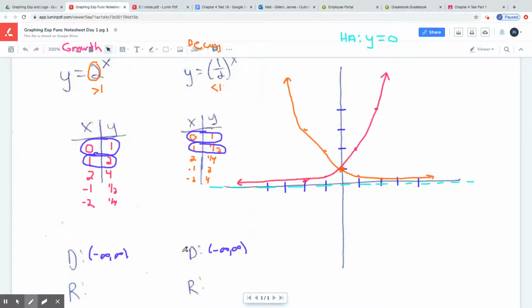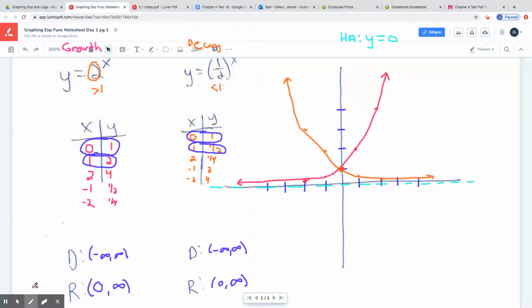For the range, there's a horizontal asymptote. For both of these, what's the smallest possible y can be? It's 0, and it can't be 0, so we put a parenthesis around it, and it goes up to infinity. So the range for both of these is from 0 to infinity. Our domain is always going to be negative infinity to infinity. The range is going to be the horizontal asymptote either to infinity or negative infinity once we have graphs shifted, but we're not going to have any of those today.